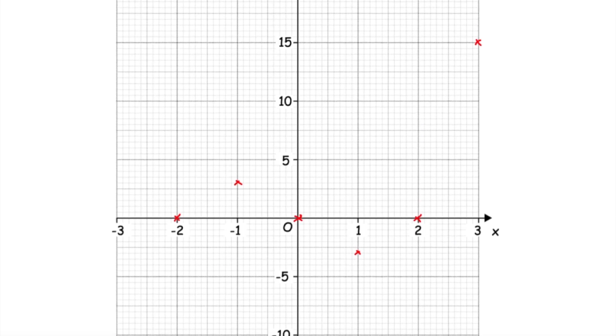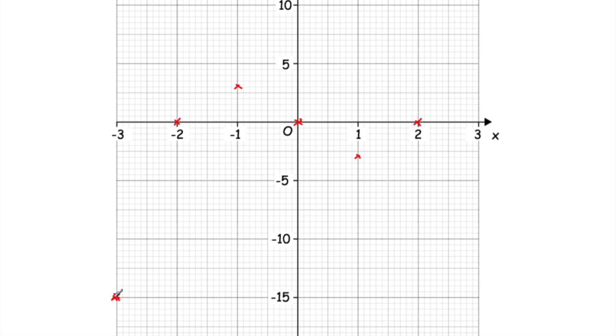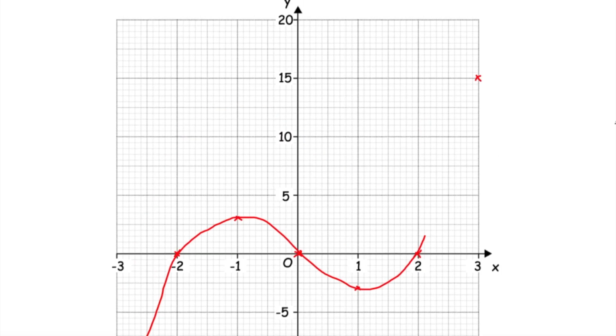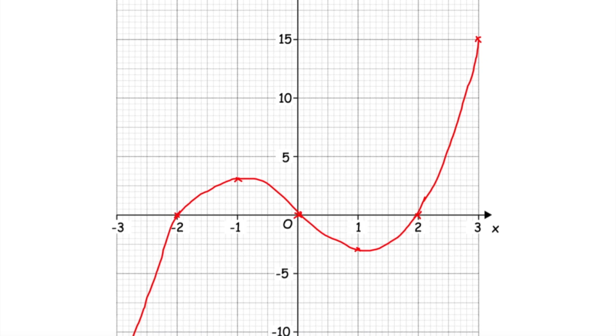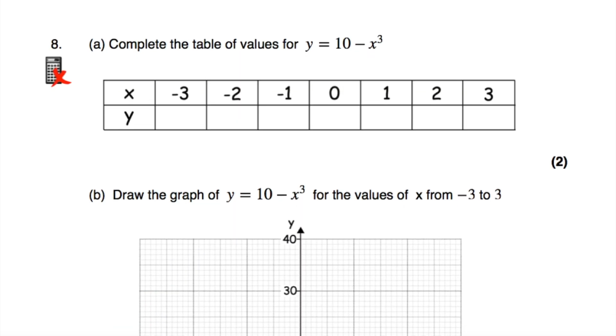So we've got those points, now we just need to do our curve. So it's going to come upwards like so. And that's it. And that would be the graph of y equals x cubed minus 4x. Okay, let's have a look at our next question, question number 8.